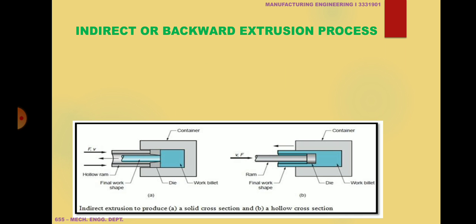Now, the indirect or backward extrusion process. As shown in the figure, it contains a container, a mandrel, and a ram. Here, the work billet, or a metal or a plastic sheet, moves in the opposite direction of the ram. It is used to produce hollow or solid sections.